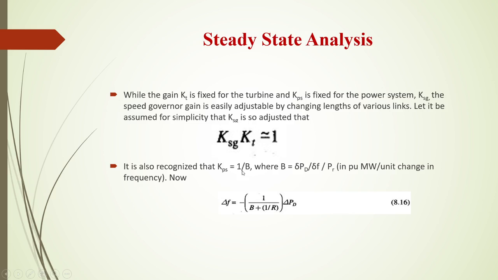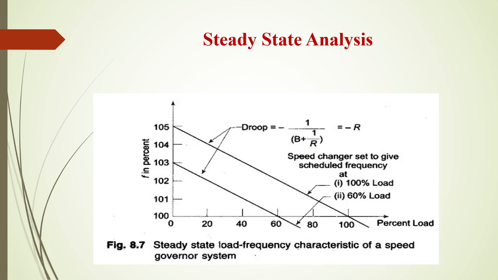Gain Kt is fixed for the turbine and Kps is fixed for the power system. The speed governor gain Ksg is adjustable by changing the lengths of various links. So let us assume that Ksg is adjusted such that Ksg into Kt is nearly equal to 1. Kps equals 1 by B, and B equals dou Pd by dou F, in per unit megawatt per unit change in frequency. So delta F can be written as minus of 1 by B plus 1 by R into delta Pd. This is the steady state load frequency characteristic of a speed governor system.